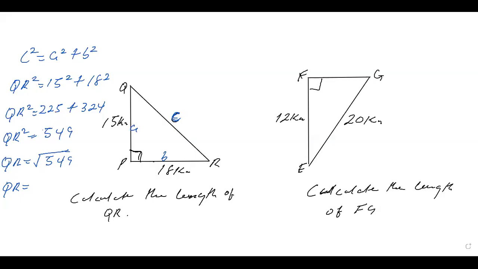What's the square root of 549? Anybody? 23.43. 23.42. All right. 23.42. Right. Kilowatts. Sir, I got 43, not 42. 43. All right.